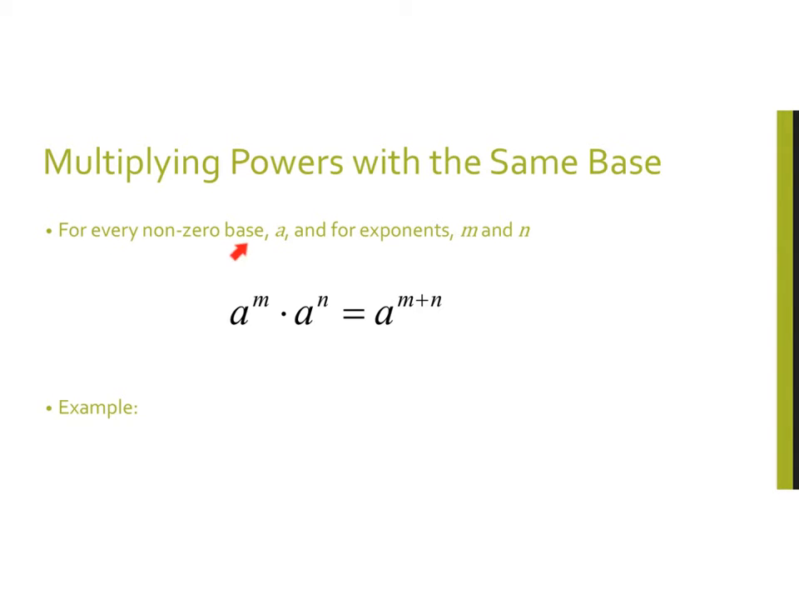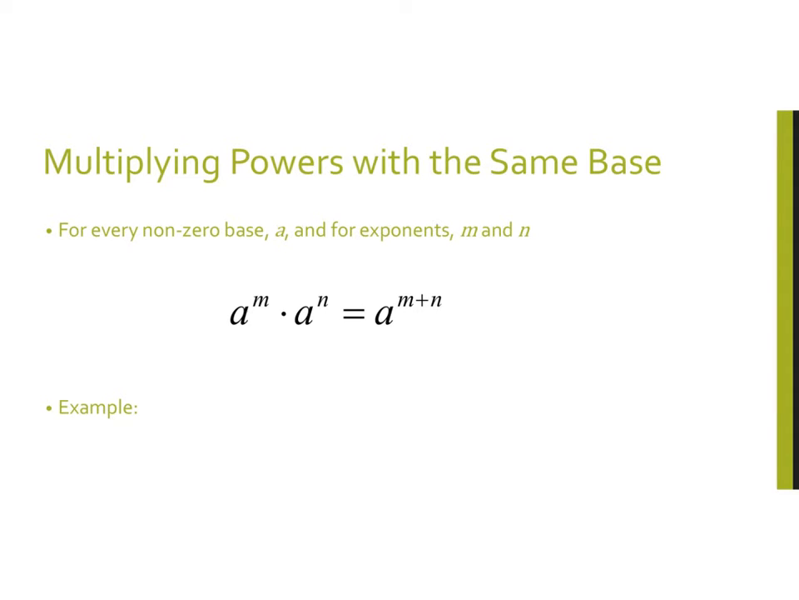For every non-zero base a, again it's non-zero because multiplying zeros doesn't do any good, and for the exponents m and n, the rule is a to the m times a to the n. You can really add the exponents. Let me show you what that means, and we will practice this, so if it looks weird right now, don't worry about it.